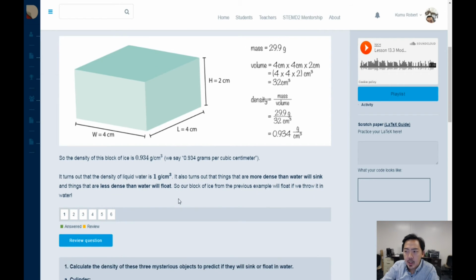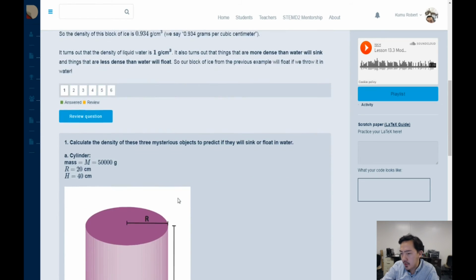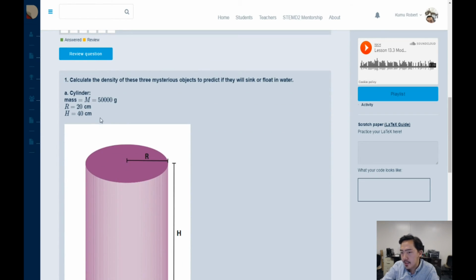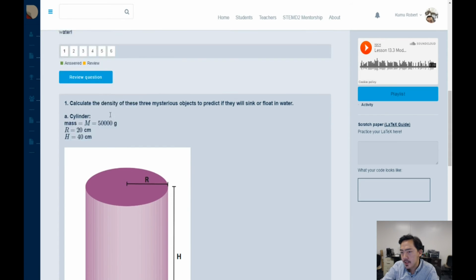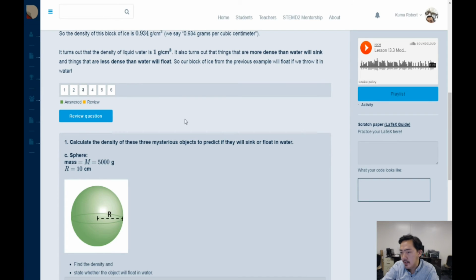In this activity, we will calculate the densities of 3 other objects, and then we will determine whether or not they will float in water. So the first object is this cylinder that has this mass, this radius, and this height. And then we have a cone and a sphere.